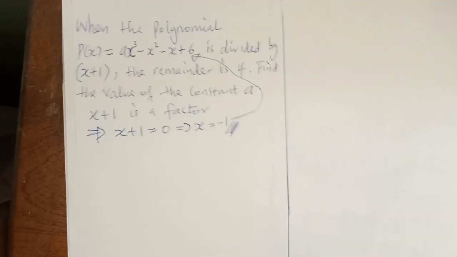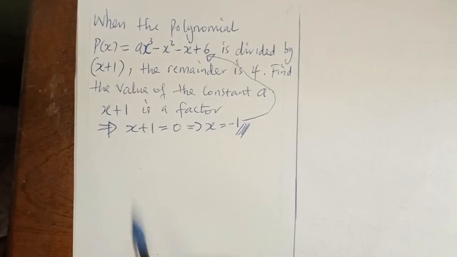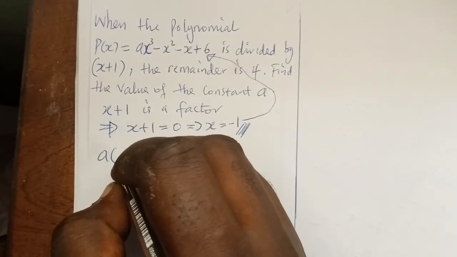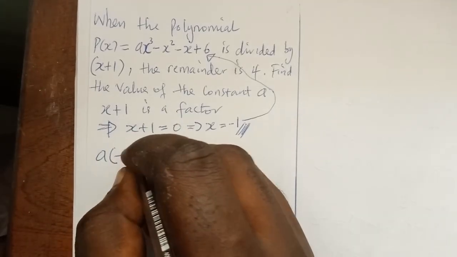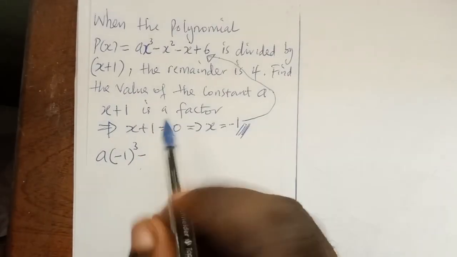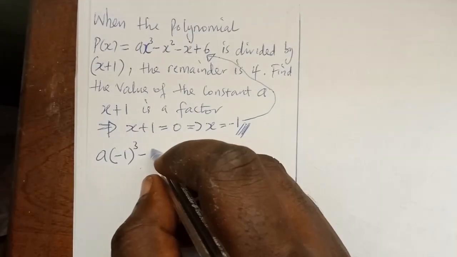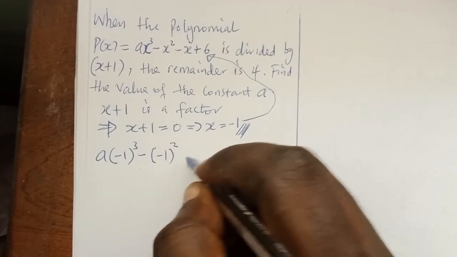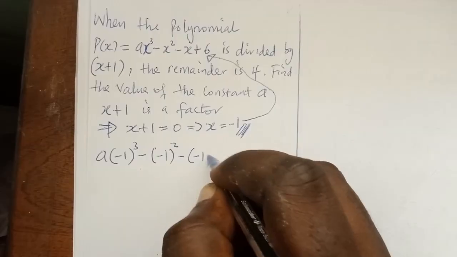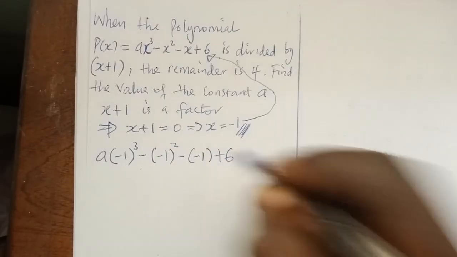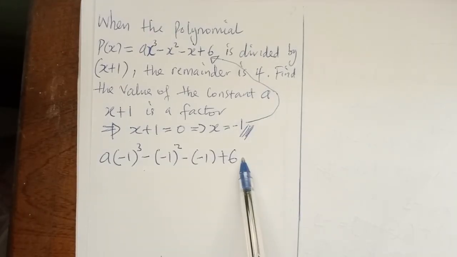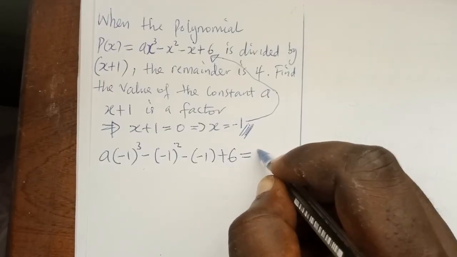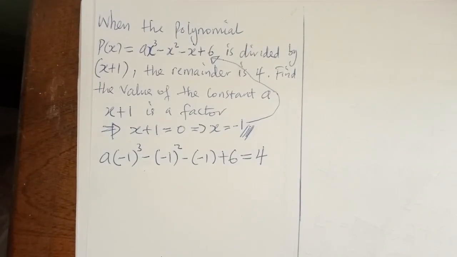In other words, we are going to say that this a that we are having here, a into, we already know that x is minus 1. So minus 1 cubed, minus x squared. X is minus 1. That is minus 1 squared. Minus into x, which is minus 1, plus 6. Then they are telling us that the remainder is 4. In other words, we must equate this to 4. That's what they are saying. Therefore, we must say it is equal to 4. That's what that expression is saying.